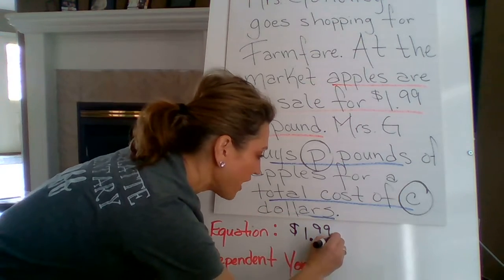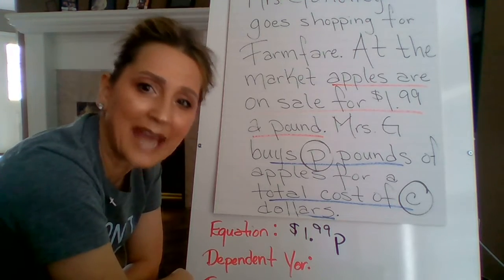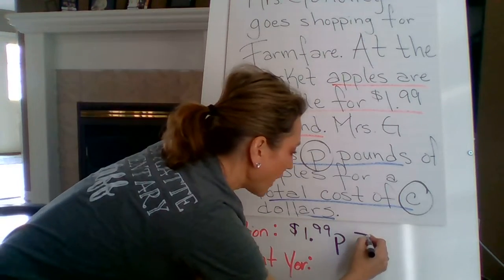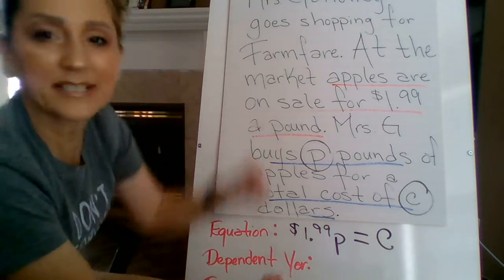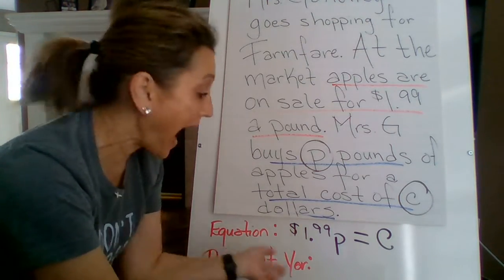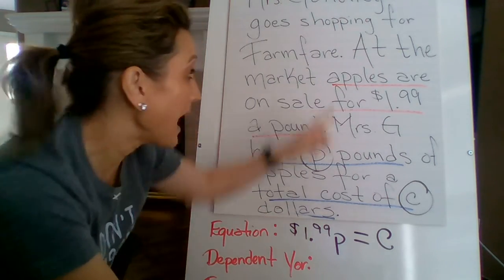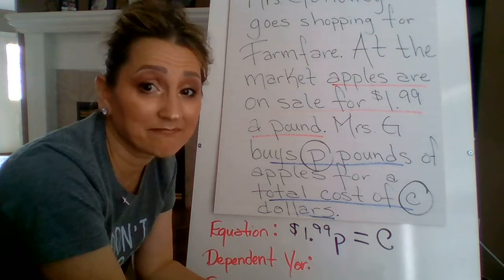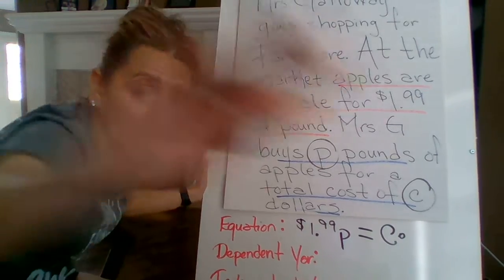And in algebra, students know they can put the variable right by the number. So I'm going to put $1.99p. And if I say $1.99 times p, what is that going to equal? Well, it's going to equal my total cost that Mrs. Galloway spent at the market on her apples. Now, I don't know what P and C is, but I do know that that C out there, how much Mrs. Galloway spent as a total cost, is very dependent. This is my dependent variable, which I went ahead and wrote down here for you.